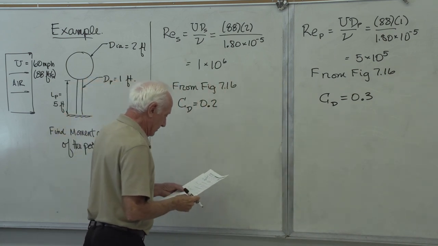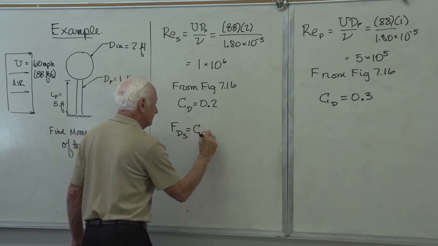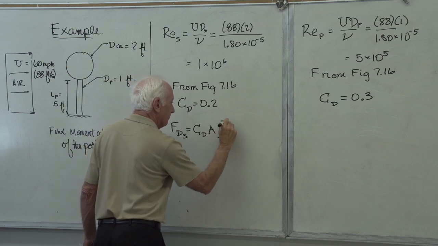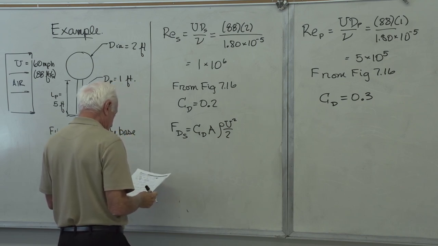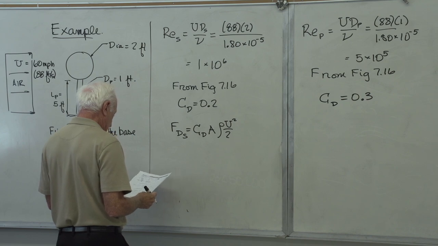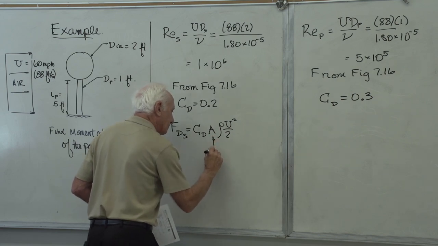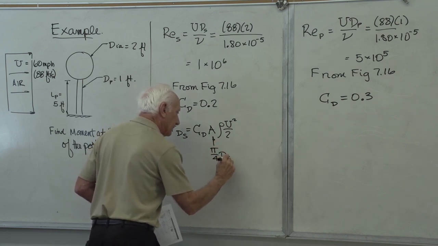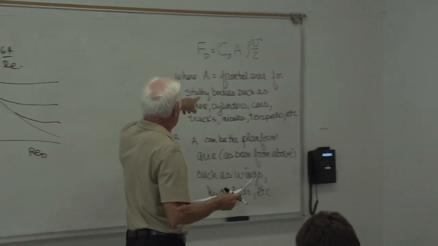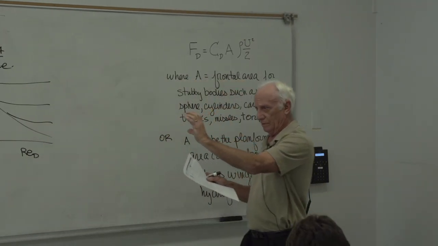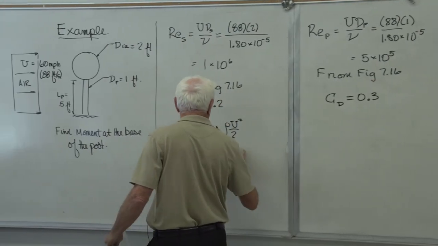Okay, so get the drag force on the sphere. All right, and we've got, for that would be C sub D. This is for the sphere. The area of the sphere is pi over 4 D of the sphere squared. Don't forget, for a sphere, the correct area is the frontal area. You see a baseball, what do you see? I see a circle. What's the area of a circle? Pi d squared divided by 4.